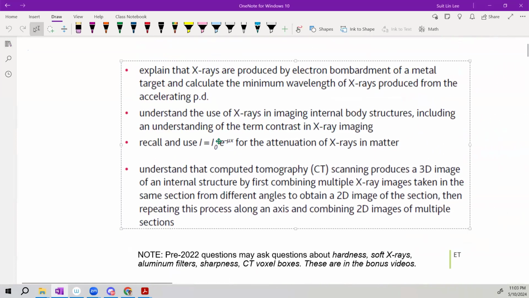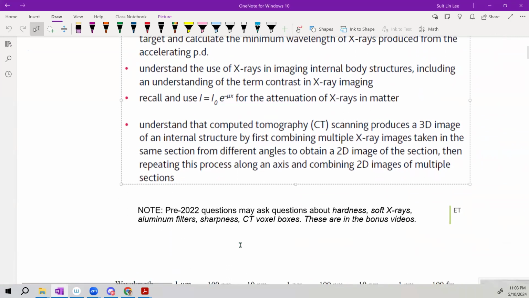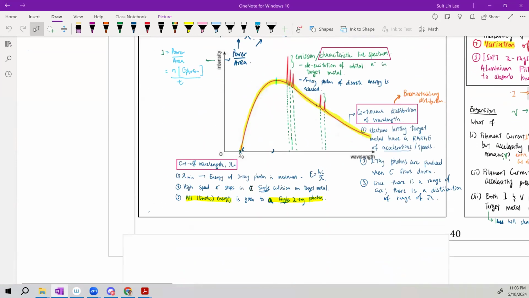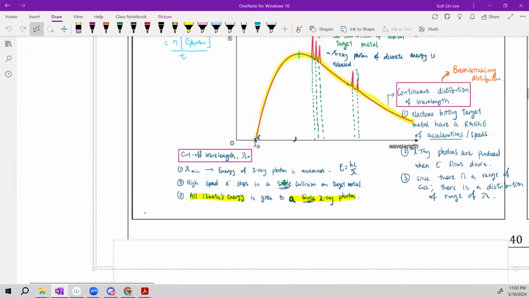So this one, by the way, is the syllabus, the new syllabus. It doesn't look like they want you to talk about the spectrum. I just leave it inside the notes only. Okay.